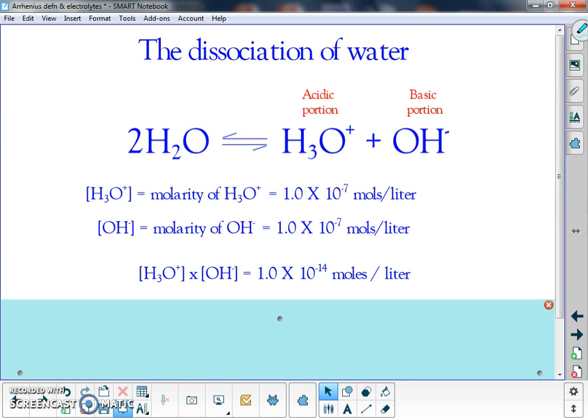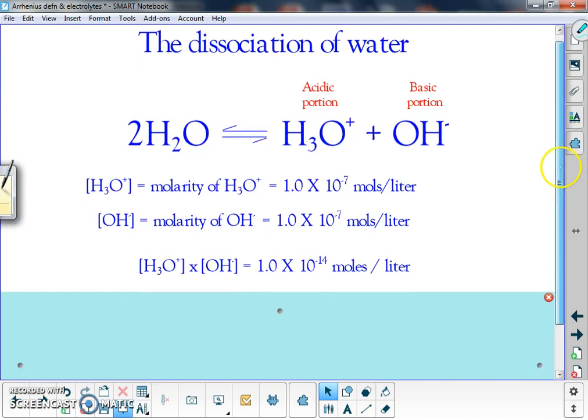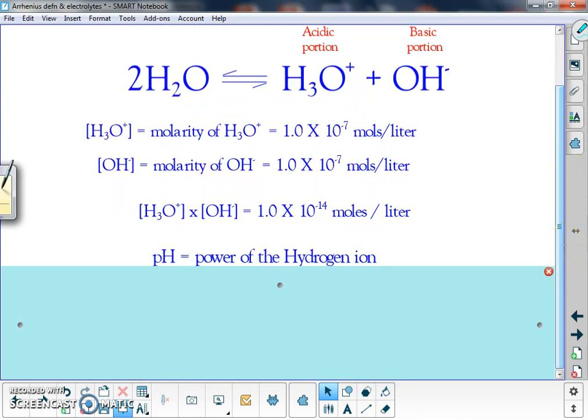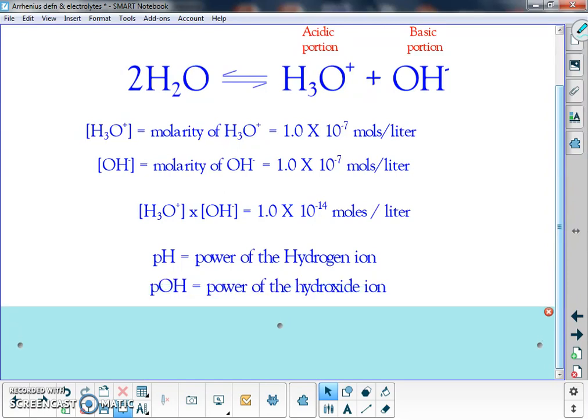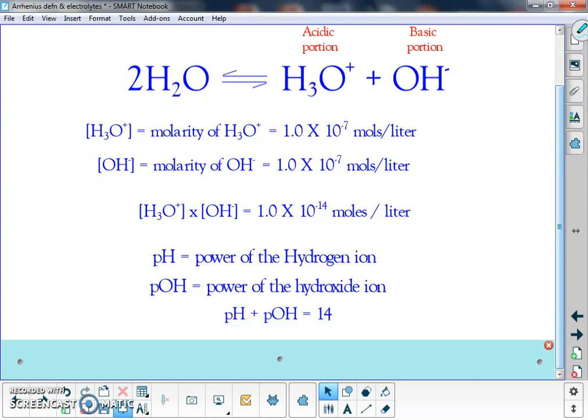So if you take those two things, the hydronium ion concentration and the hydroxide ion concentration, multiply them together, you add the exponents, you get 1 times 10 to the negative 14. Well, pH is the power of the hydrogen ion concentration. That is the power, which is 7, the negative 7, the 1 times 10 to the negative 7. The 7 is the pH. The pH of pure water is 7. The pOH of pure water would be 7 as well, because that would be the power of the hydroxide ion concentration. pOH and pH, those two things have to add up to 14.